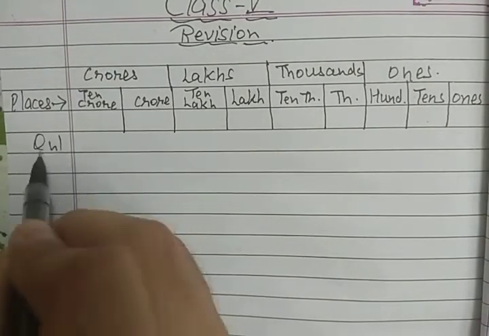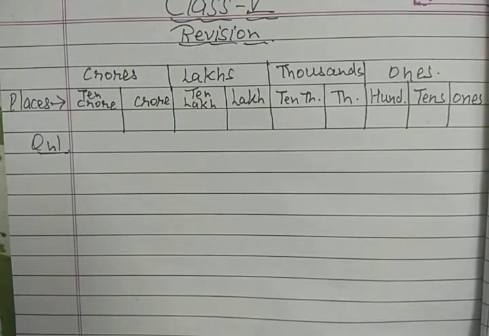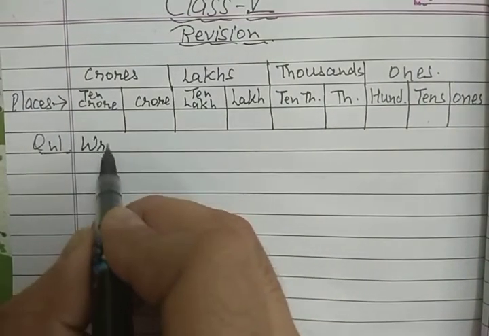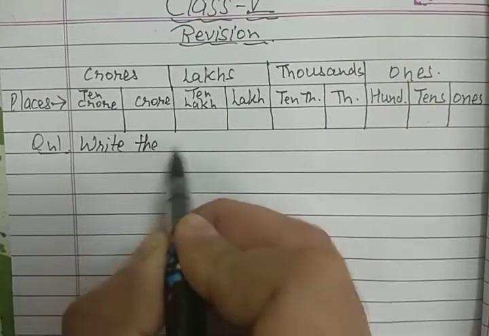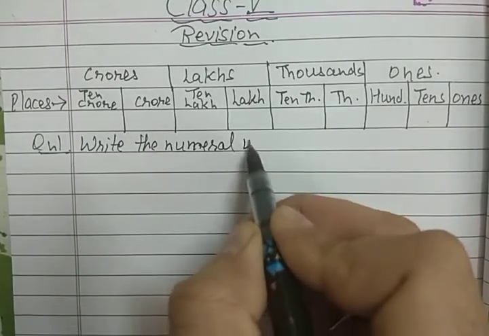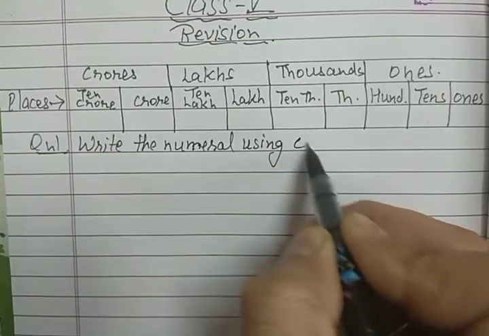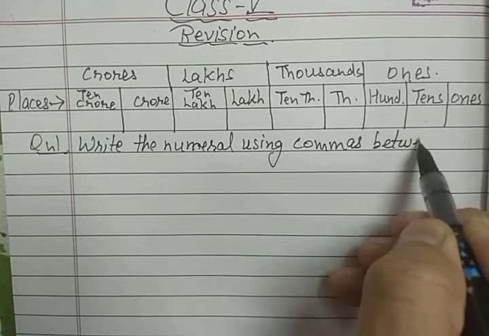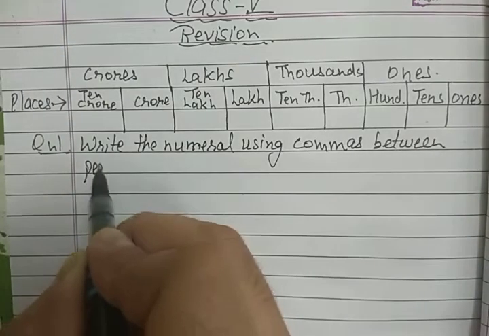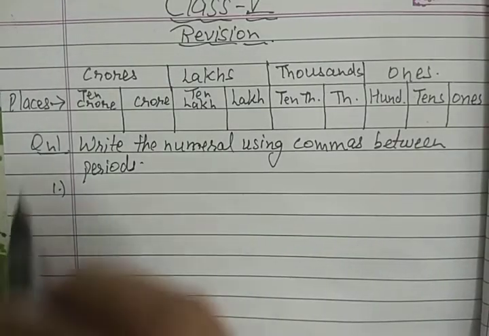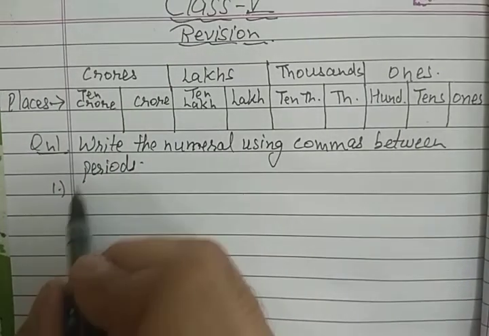Now we will write the number. We'll take the question. Write the numeral using commas between periods. So let us take a few examples for it.